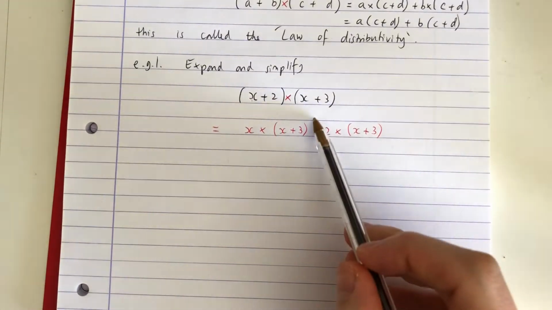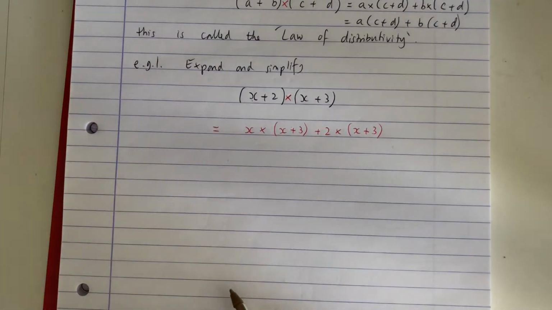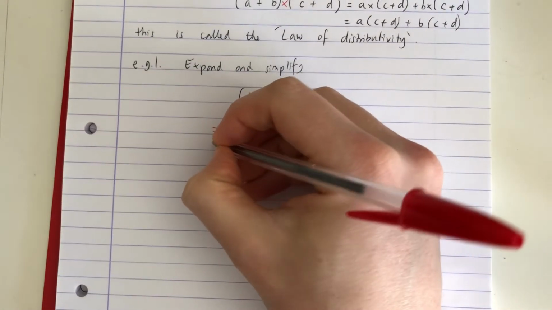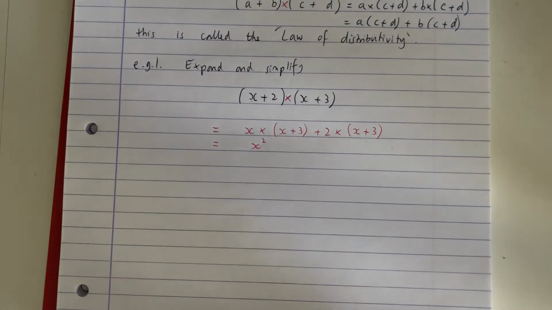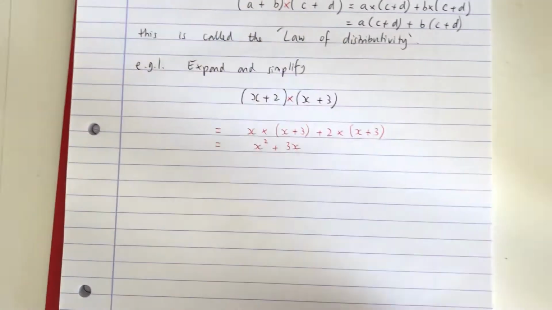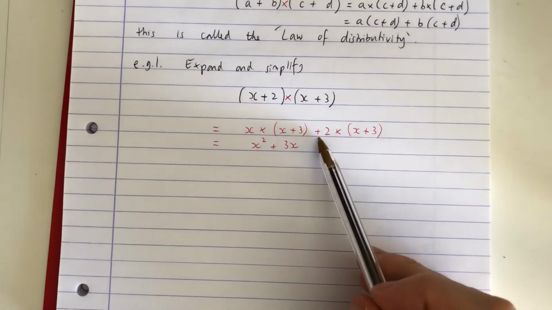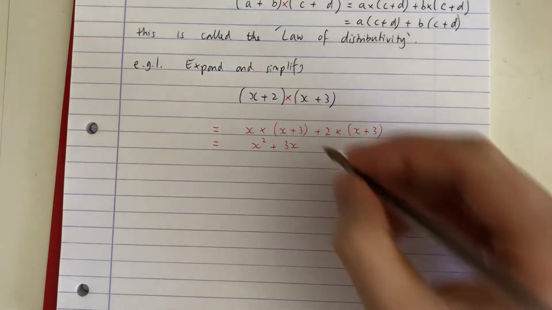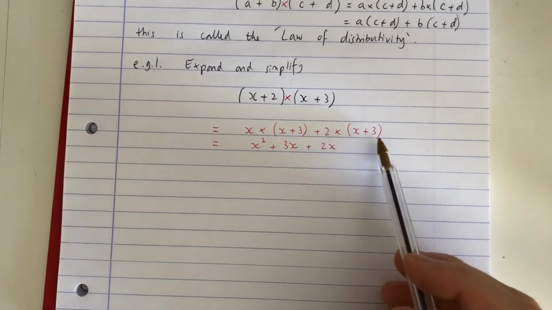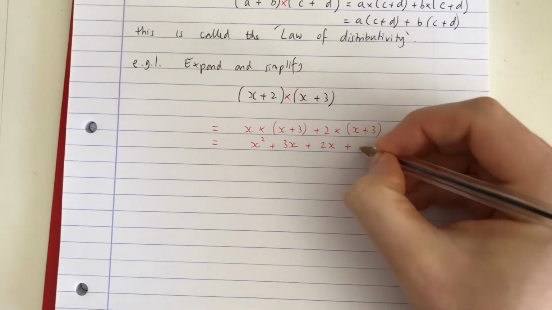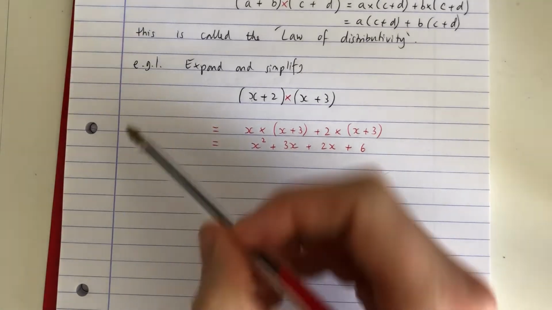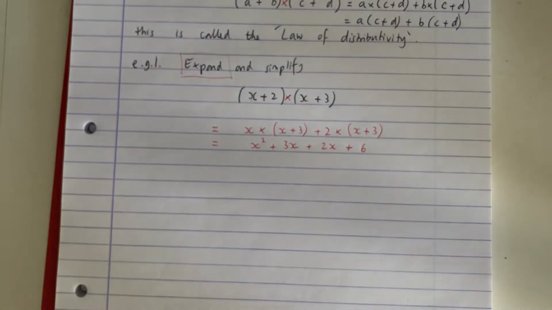And now you expand these two things separately, just like what we were doing above. x times x, shortest way you can write that is x squared. x times 3, shortest way you can write that is 3x. That's half of it done. Now you've got a positive 2 times x, shortest way you can write that is plus 2x. And a positive 2 times 3, shortest way you can write that is 6. So this is the expand part done.